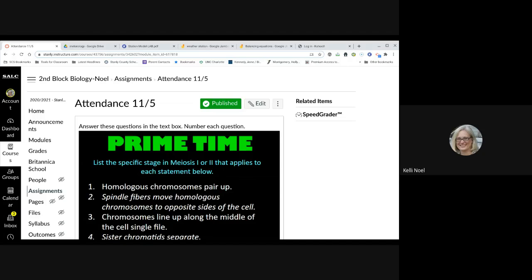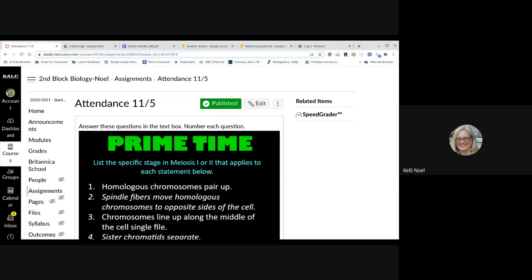Spindle fibers move the homologous chromosomes to opposite ends. So normally you have these fibers attached. We've used metaphase 1, so I'm going to put a little X by this M. All right, which one is going to be them pulling apart? Anaphase, and since it still says homologous chromosomes, it's going to be anaphase 1.